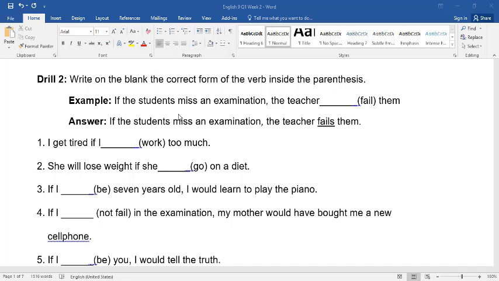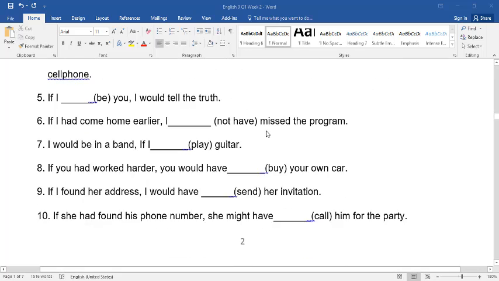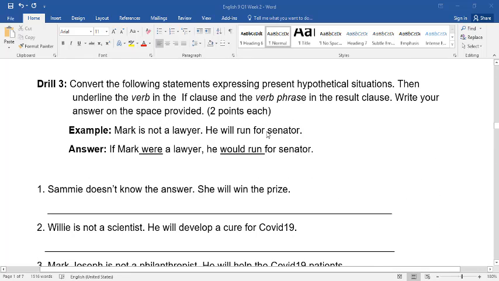You have an example here. Just analyze and then answer. Drill number 3. Convert the following statements expressing present hypothetical situations. Then underline the verb in the if clause and the verb phrase in the result clause, write your answer on the space provided. If you will try to take a look at the example, you have here 2 sentences. The if clause and the result. What you will do, you will combine that in a single sentence where the first part is the if clause and the second part is the result clause.